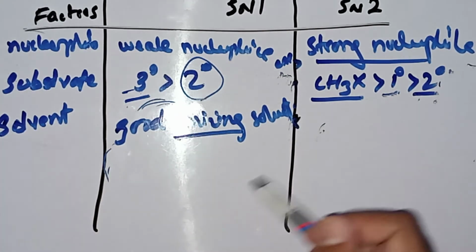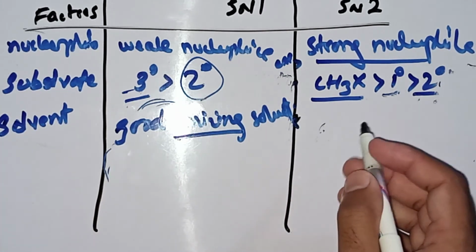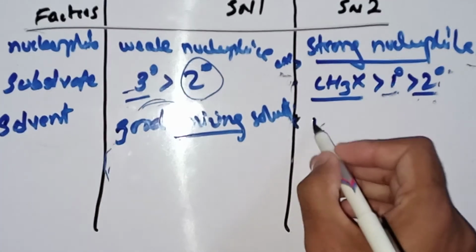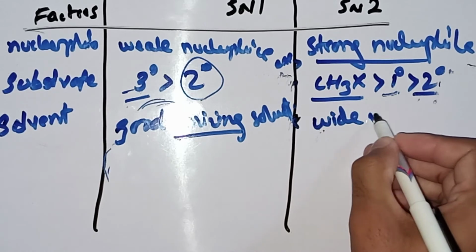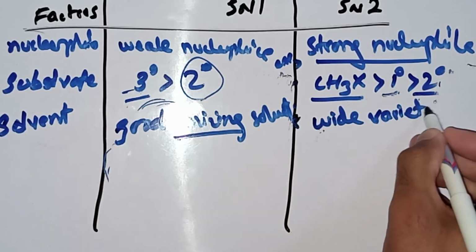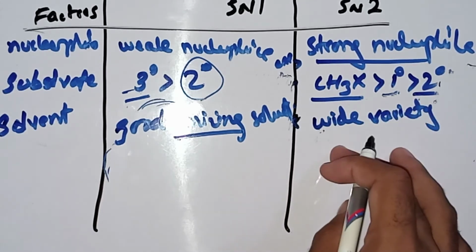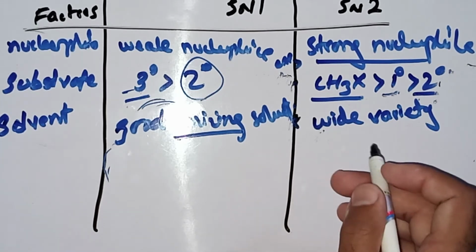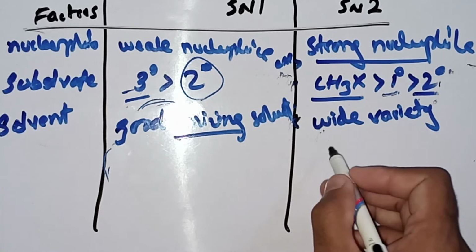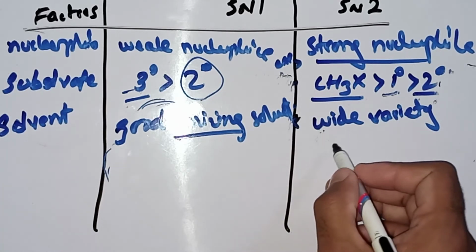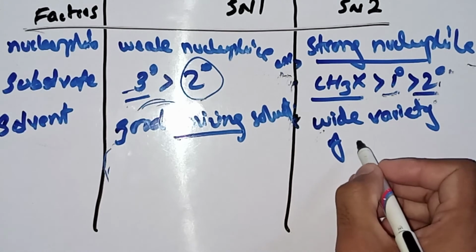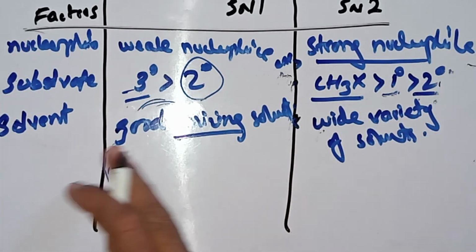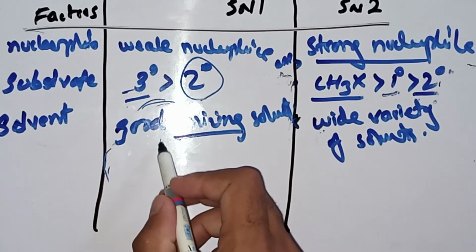So a good ionizing solvent favors SN1 reaction. But in case of SN2 reaction, a wide variety of solvents can be used. The solvent may be strong or weak, but a strong nucleophile acts well in SN2 reaction, and the reaction proceeds under the SN2 mechanism. While in case of SN1 mechanism, only polar solvents are used.